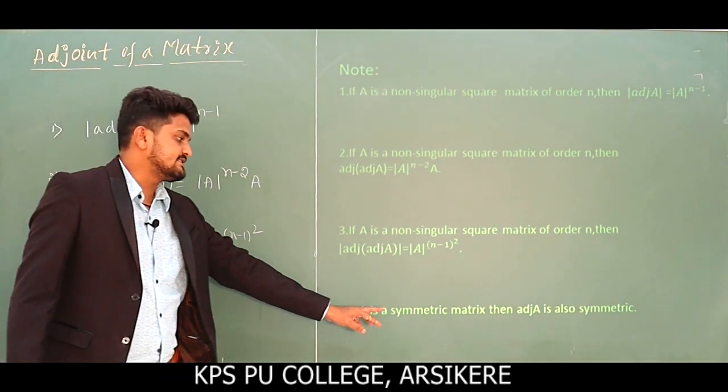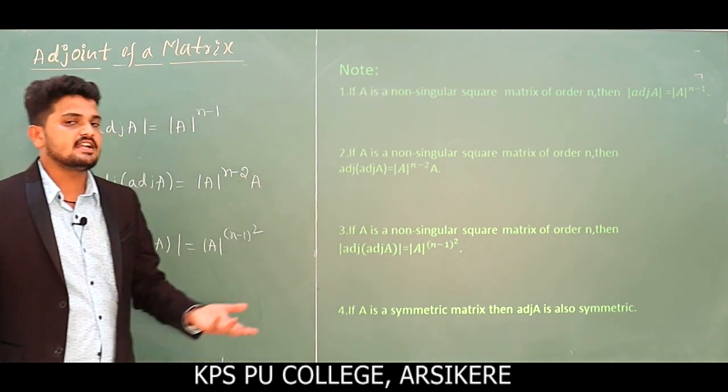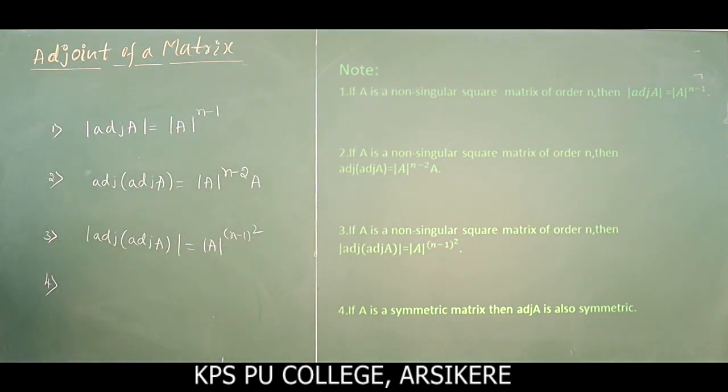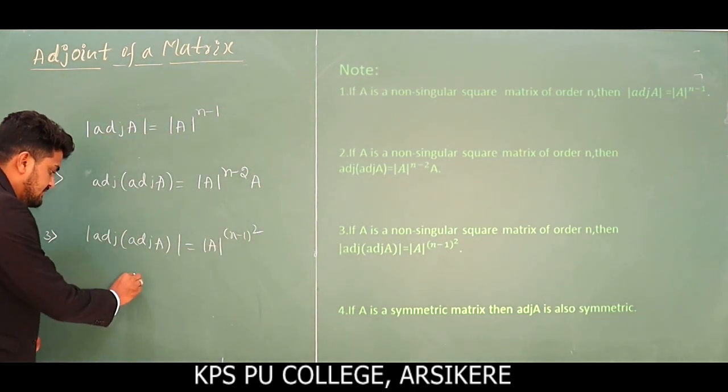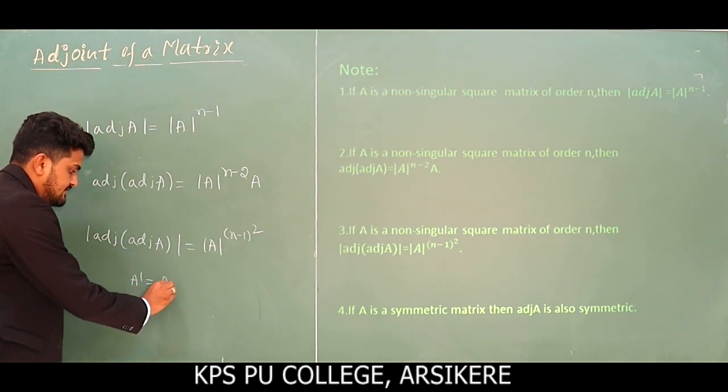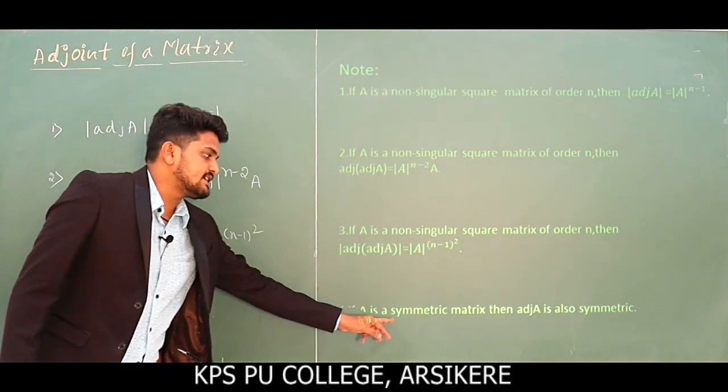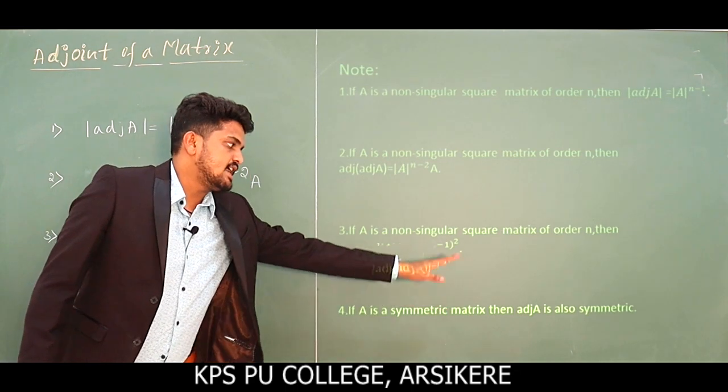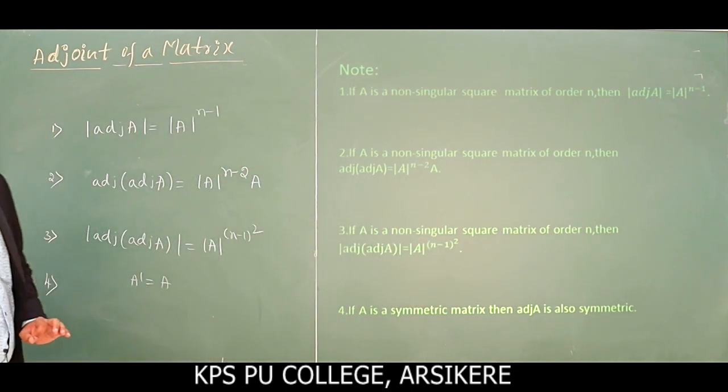Last one, if A is a symmetric matrix, then adjoint A is also a symmetric matrix. The symmetric matrix condition, you know, is A dash is always equal to A. So if A is a symmetric matrix, then adjoint A is also a symmetric matrix. Okay, next problems.